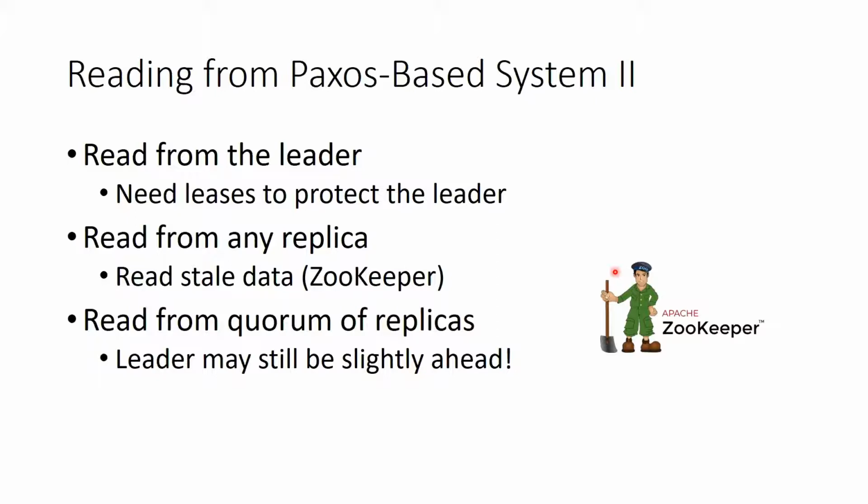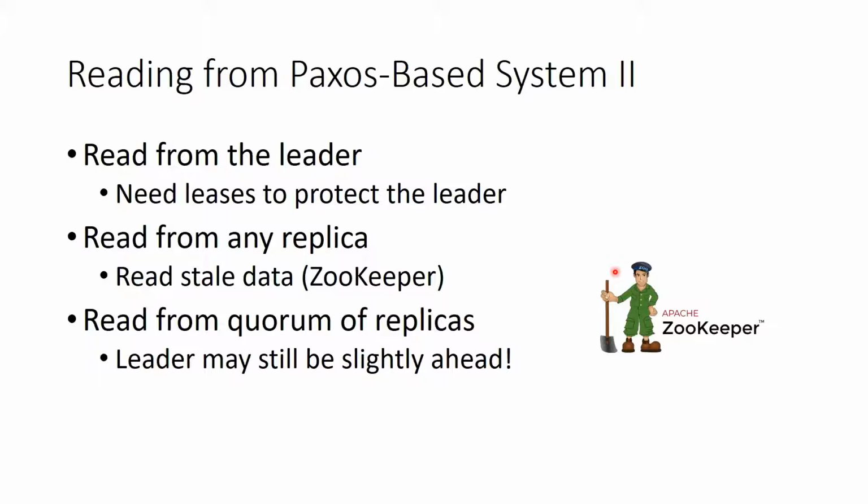Now, some systems actually say, we're not going to read from the leader, because the leader is already the bottleneck, as we saw. If we're going to write from the leader and do all the reads from the leader, that's going to be really bad. It's not really saving us much of a bottleneck.